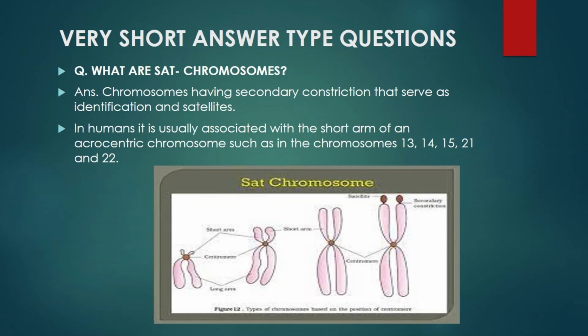Okay, so hope you know there are 23 for each person, right? 23 in one set, each person gets the parental 23 from one parent and the next parent, and that makes the combination. Okay, so that's all. That is SAT chromosomes, having secondary constrictions that serve as identification, and satellites.